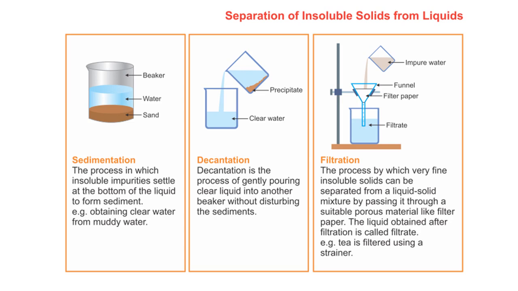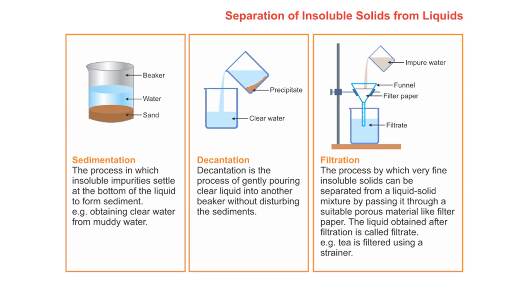So here in sedimentation you can see the picture of a beaker with sand and water. When the insoluble impurities such as sand settle at the bottom of the liquid, they form a sediment. And here we can see in the upper surface we have obtained clear water from that muddy water which has sand. So the main aim of the sedimentation process is obtaining clear water from muddy water. Okay, I hope you understood this process.